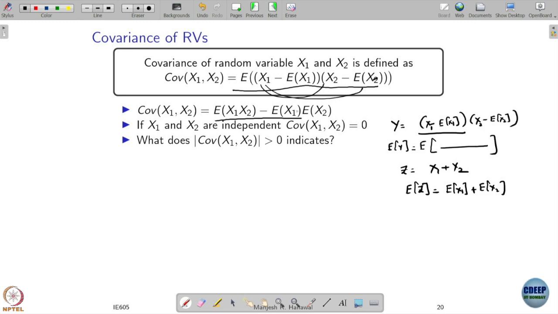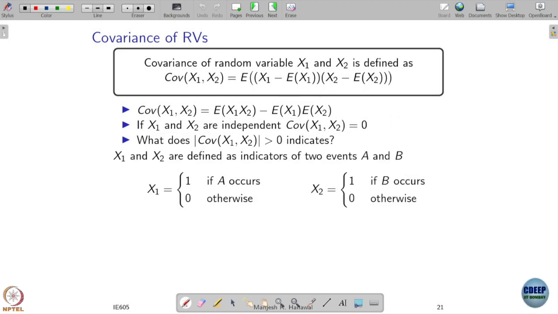Now one immediate observation is, suppose x1 and x2 are independent, what is going to happen to this term? This term is nothing but expectation of x1 times expectation of x2, right? So if x1 and x2 are independent, then you see right away that the covariance of x1 and x2 is going to be 0. So if two random variables are independent, we are saying that their covariance is going to be 0. Then what is the meaning if their covariance is not 0? Then they are not independent, right? There is some relation between them. So let's try to understand this.